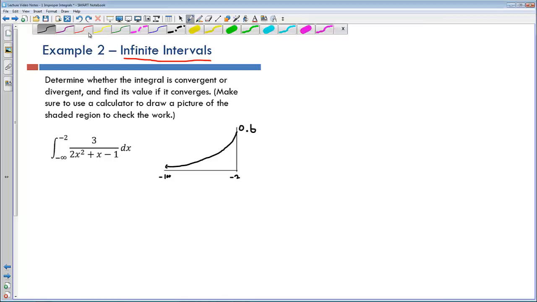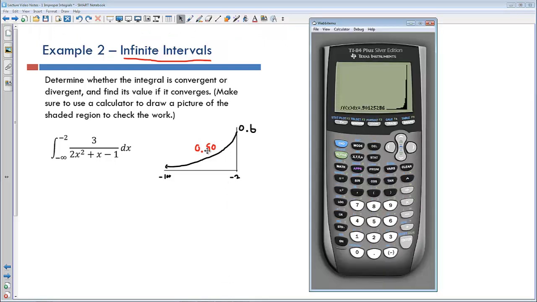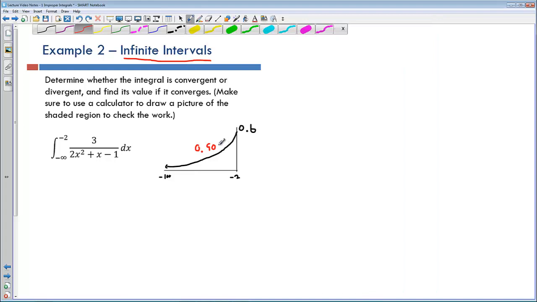So I'm going to copy this number down here. I have about 0.90125, and it keeps going on. All right, so now that'll help me check.